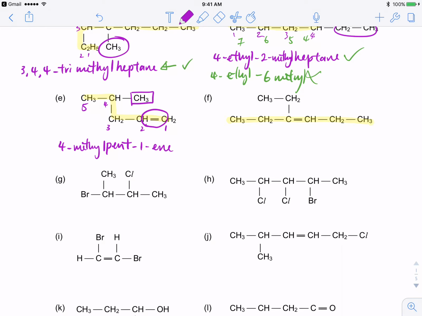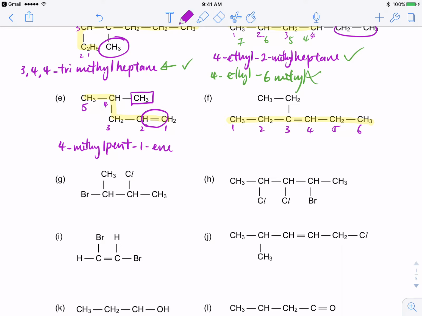So, 1, 2, 3, 4, 5, 6. There are 6 carbons. So, 1, 2, 3. Okay, if I count from both sides, it's the same. The C double bond C is at the center. So, I can just assign it as 1, 2, 3, 4, 5, 6.